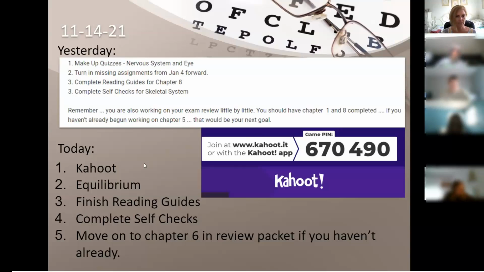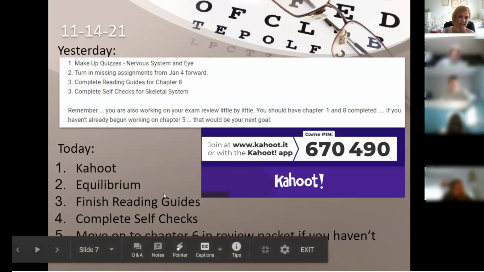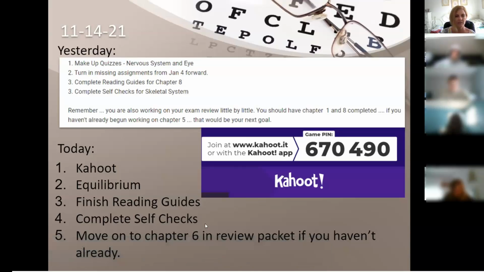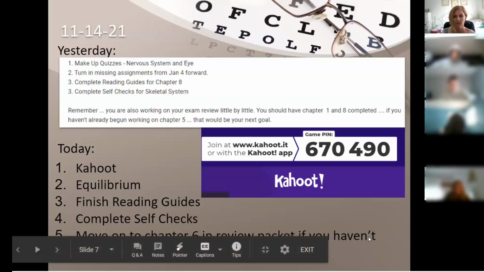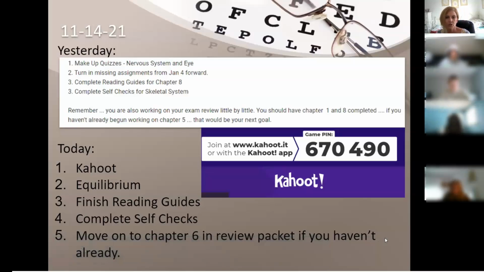So we did a Kahoot. We're going to do the last topic today, equilibrium. If you haven't finished your reading guide, you're going to do that. If you haven't finished the self-checks, you're going to do that. If you haven't finished your exam review, you're going to do that. So far, we've done chapter 1, chapter 6, and chapter 8.